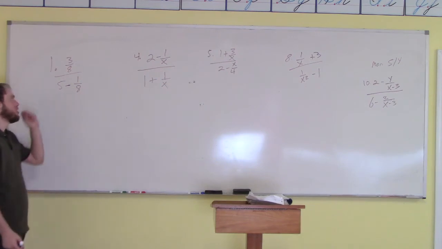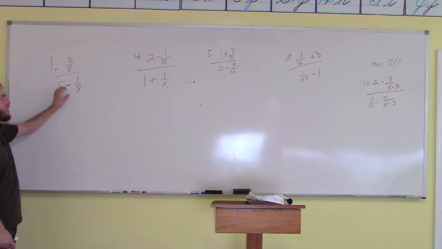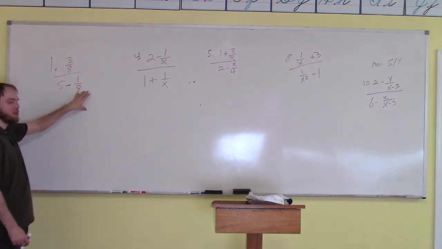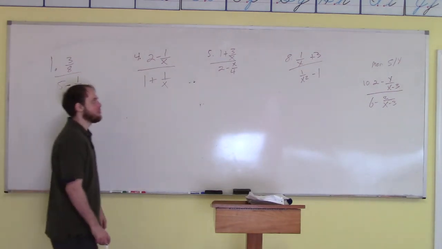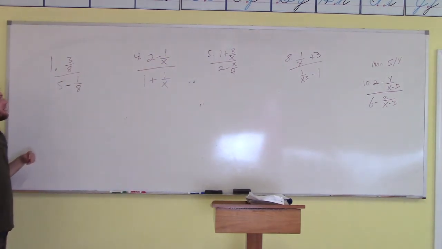So notice here on number 1 in the book, you have 3/8 on top and then 5 minus 1/8 on the bottom, so you have another fraction on the bottom. So that's going to be a complex fraction. The way you work these is you're going to basically find the common denominator for everything you can.